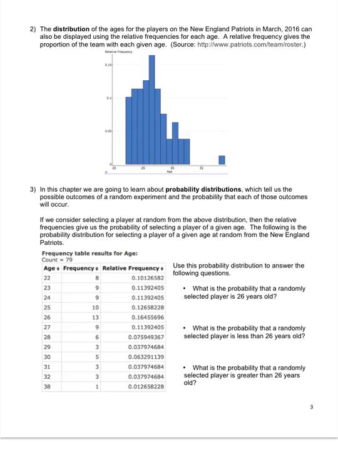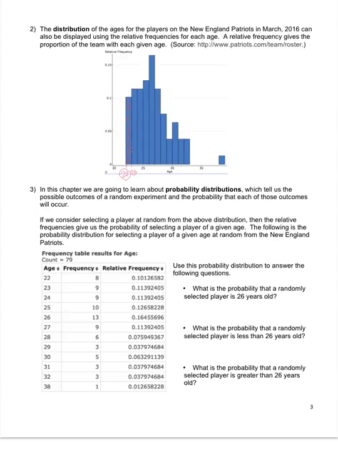On the next page, the distribution of the ages for the players on the New England Patriots in March 2016 can also be displayed using the relative frequencies for each age. Relative frequency gives the proportion of the team within each given age. If we take a look at that first bar on the left, like we did on the previous slide, remember these were the 22-year-olds, because that bar went from 22 to 23, and again, only the left endpoint gets included, not the right-hand side.